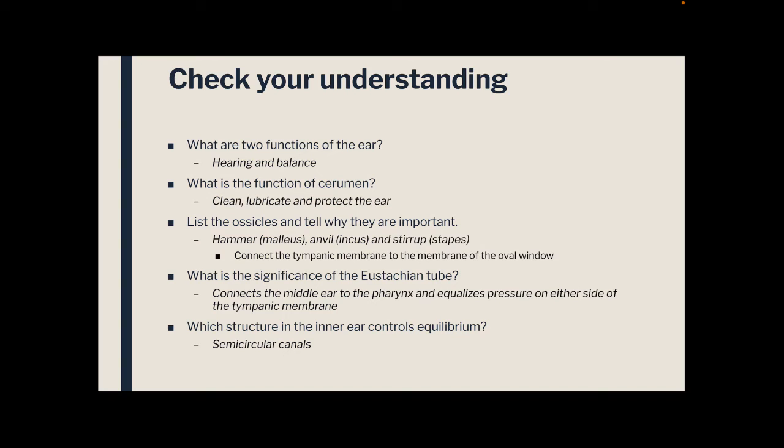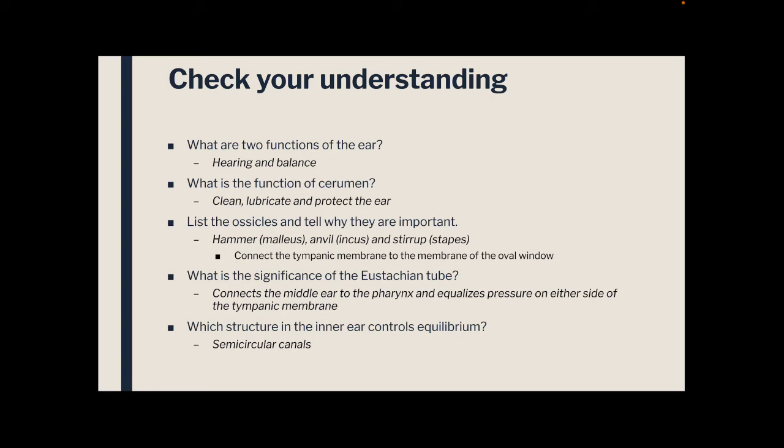So let's check our understanding. What are two functions of the ear? Hearing and balance. What is the function of the cerumen? This is to clean, lubricate, and protect the ear. Remember, cerumen is another fancy word for your earwax. The ossicles, which are the three tiniest bones of your body, are in the middle ear. They connect your tympanic membrane, which is your eardrum, to the membrane of the oval window.